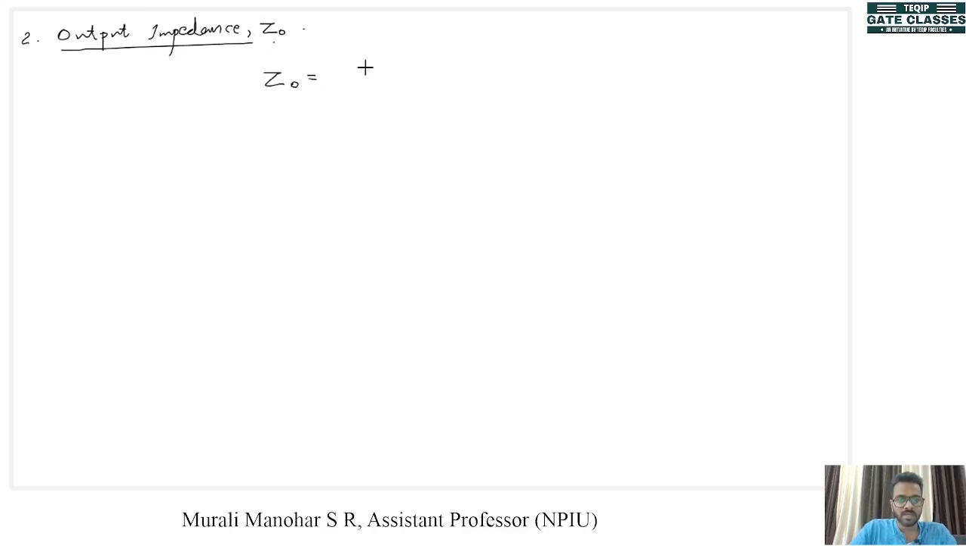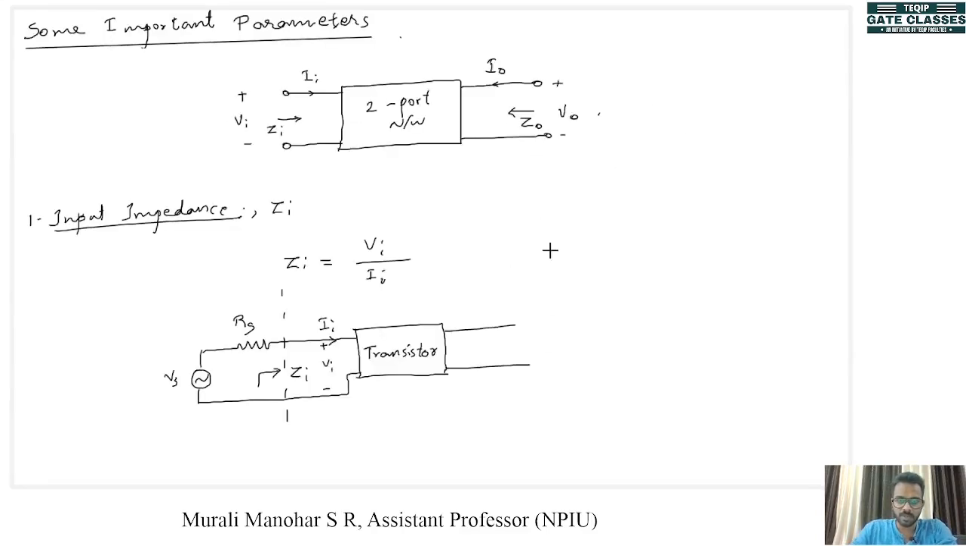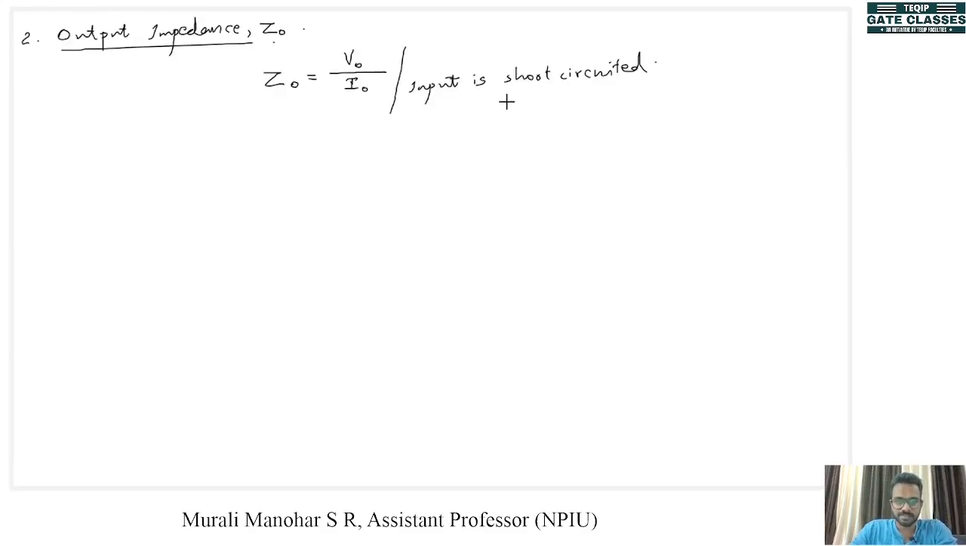Now ZO is given by VO divided by IO, that is the output voltage divided by output current, but there is a condition when input is short circuited. Or we can say that when there is no input and there is no signal. So this is output impedance, and to find out output impedance, we are looking at the transistor from the output terminals. Now the third parameter is called voltage gain.